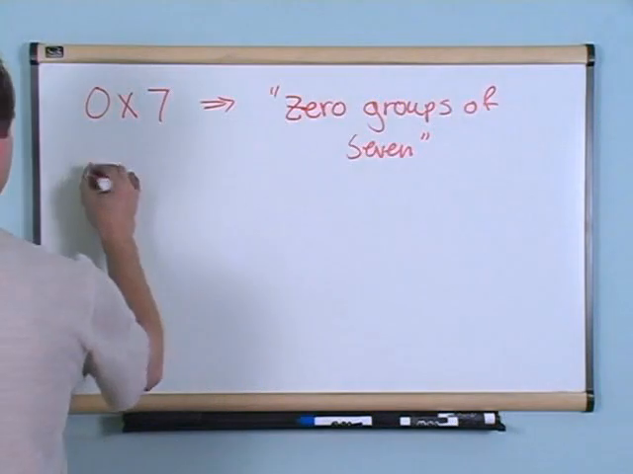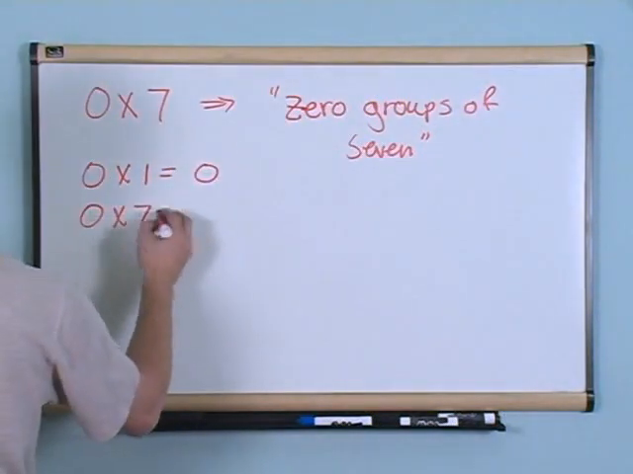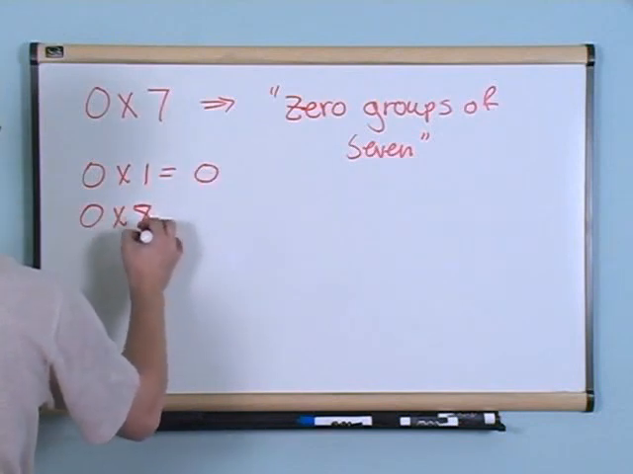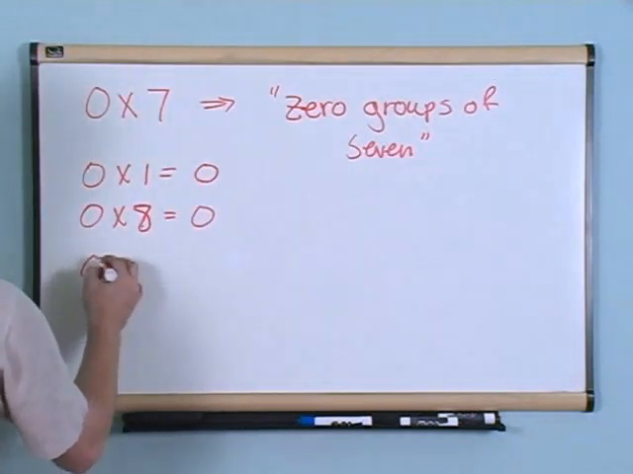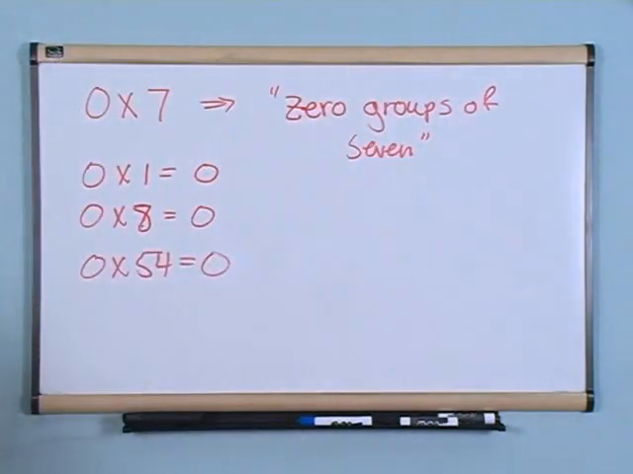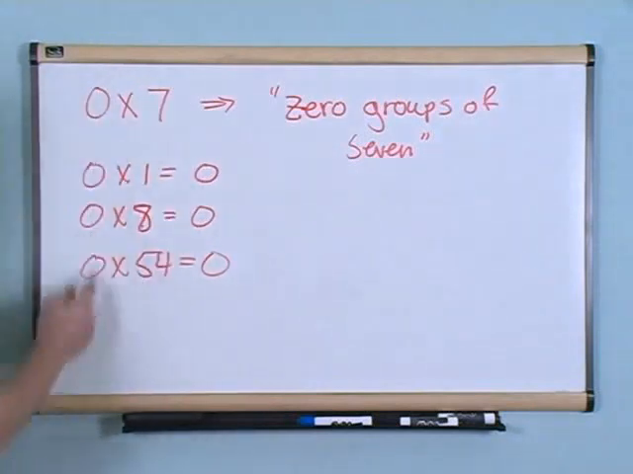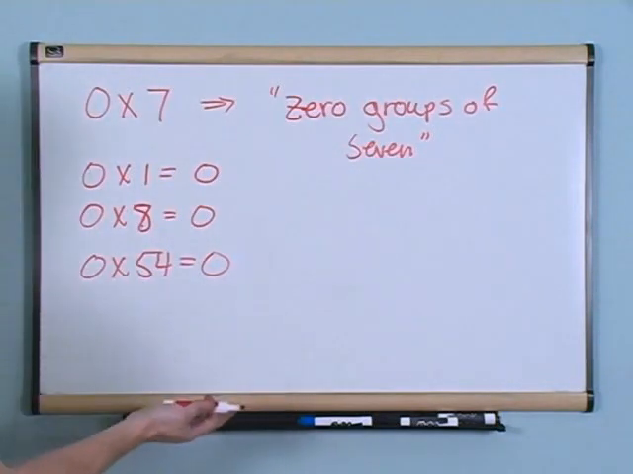So 0 times 1 is 0. 0 times 7, well, we've already said that. 0 times 8 is 0. 0 times 54 is 0. Anything times 0 is 0, and that's exactly why: you have this many units in a group, but you don't have any groups. And so when you add those up, you don't get anything.